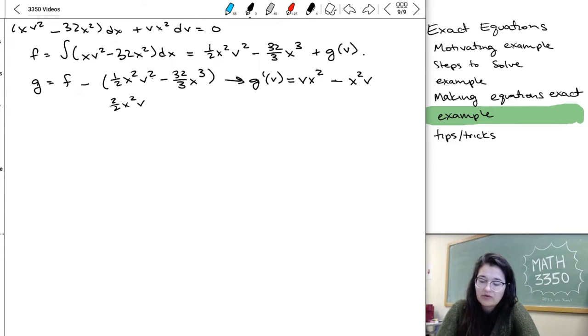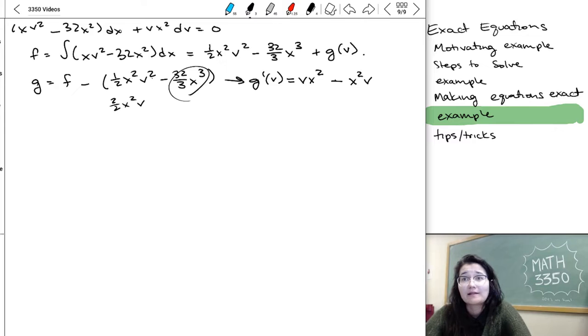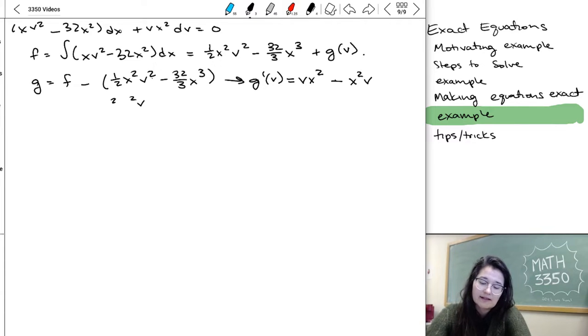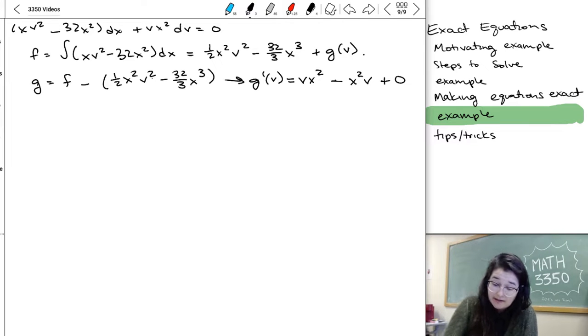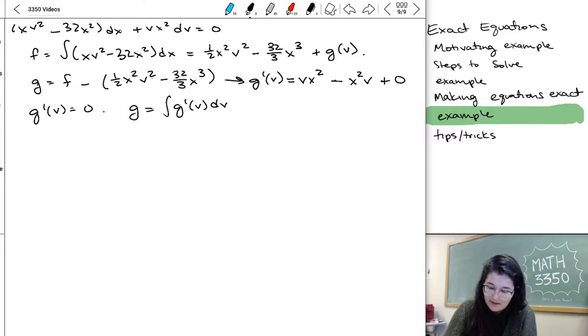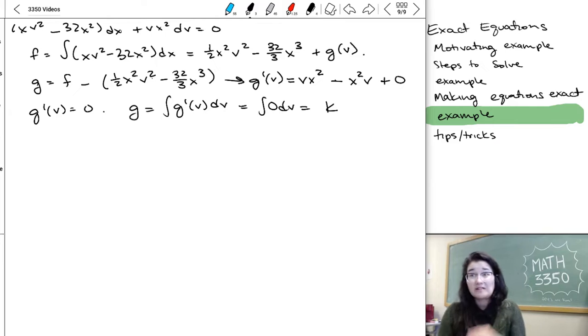And then derivative with respect to v of the second part is actually 0, because there is no v, and x is a constant as far as v is concerned. So we just have plus 0 there. So in this case, g prime of v equal to 0. So then g equal to the integral of g prime of v with respect to v is just going to give us the integral of 0, which is an unknown constant.